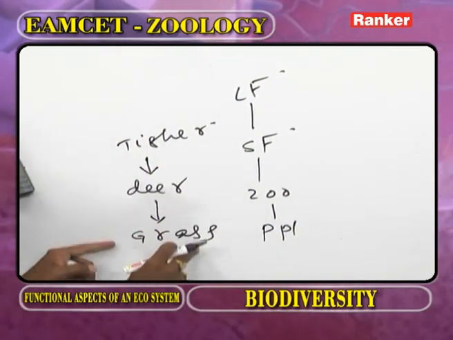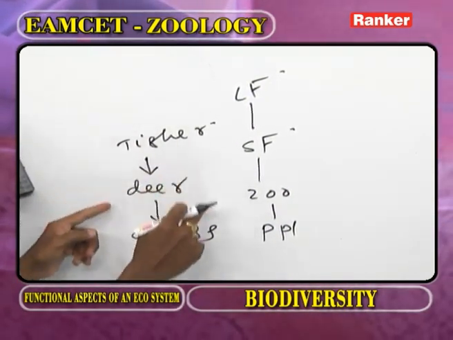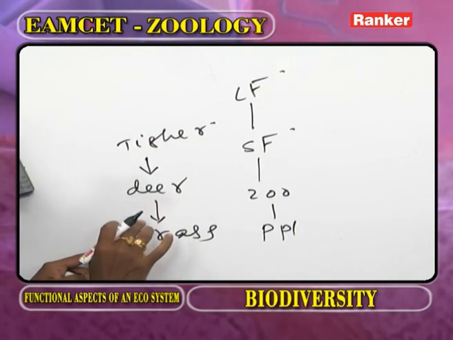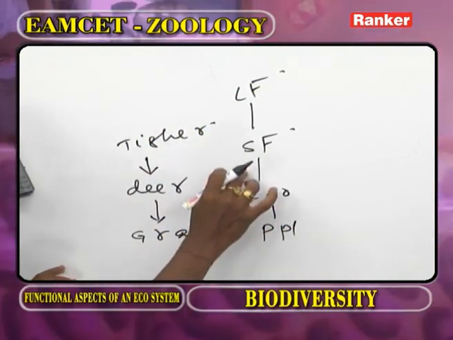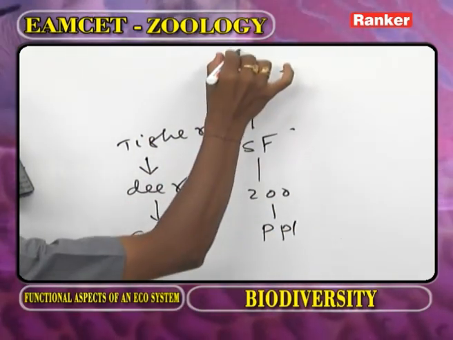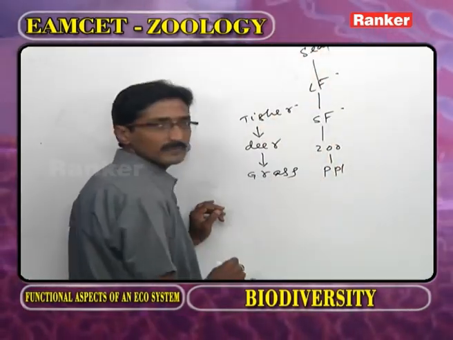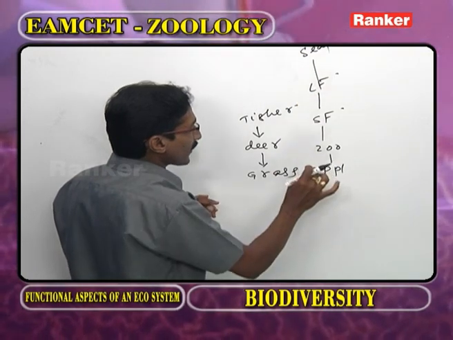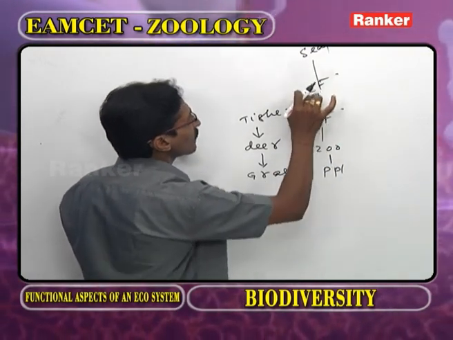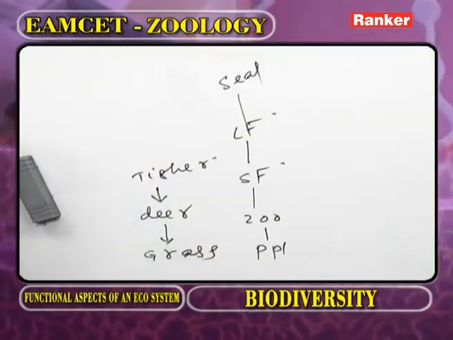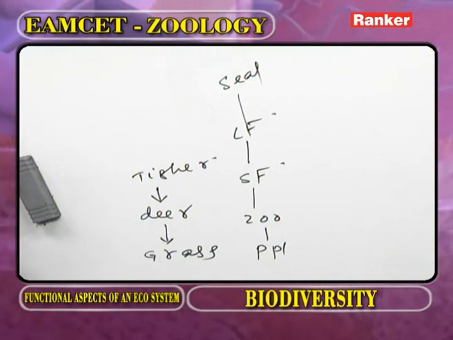Now in this food chain, how many trophic levels are present? 1, 2, 3. Here how many are present? 1, 2, 3, 4. Now it is eaten by a seal. Now in this food chain, how many trophic levels? 1, 2, 3, 4, 5. It means in a grazing food chain, the minimum number of trophic levels is 4, and the maximum is 5.